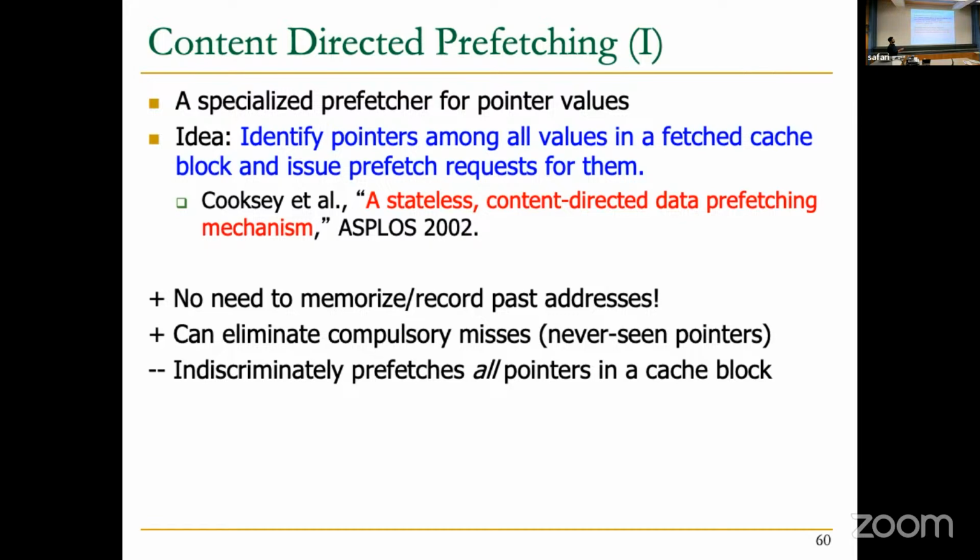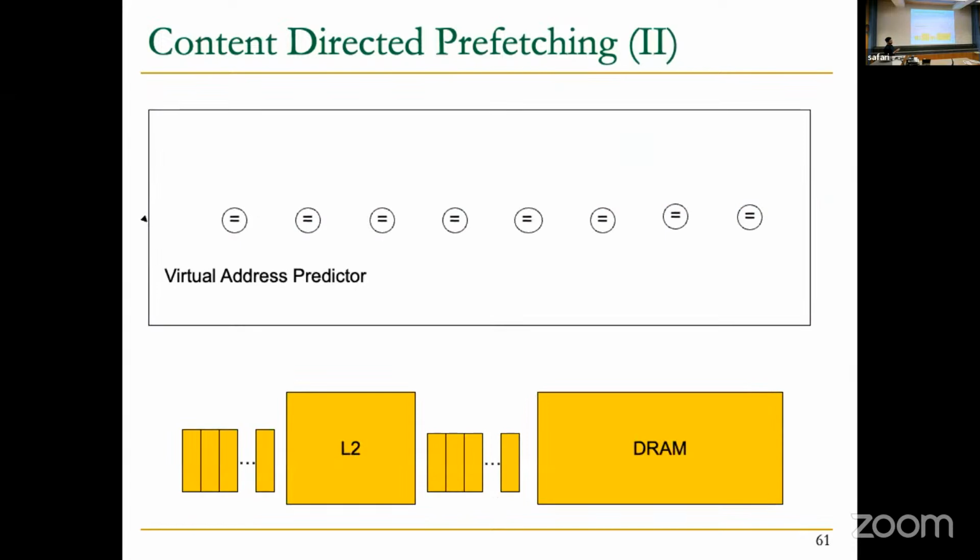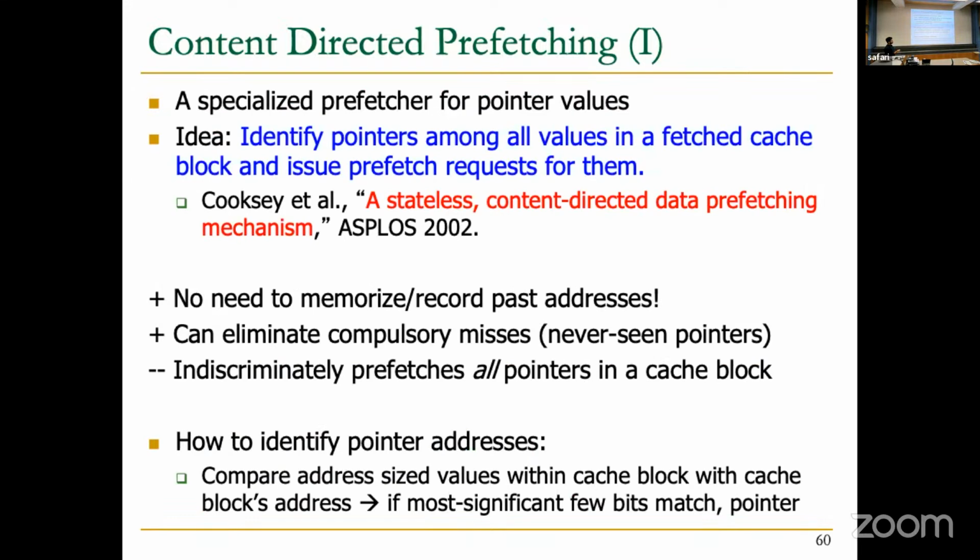So what do I mean by pointers in a cache block? How do you even understand that the cache block actually has a data value which would again be used as a pointer to fetch the next one? So how do you identify the pointer address? Let's try to analyze this. The key idea here is that you would compare the address-size values within a cache block with the cache block's address. If there is a match in the most significant bits, you would have some confidence that the value is likely going to be an address itself.